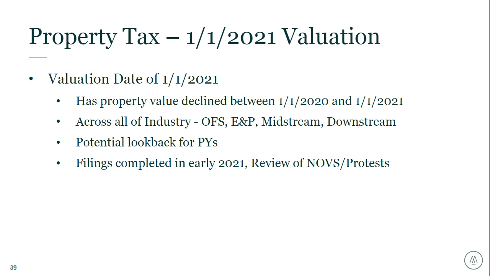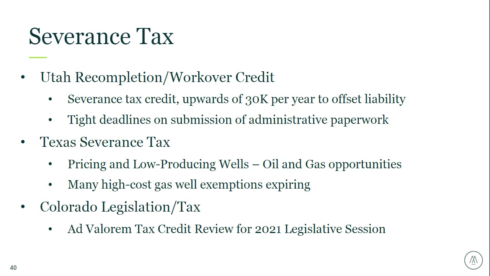I'll leave you with 3 different severance tax items here and updates. Utah recompletion workover credit. Utah's always had this credit, but they recently redid some of the requirements in order to qualify. You now have to have a CPA to review these expenditures, and there are some really tight deadlines with 30-day, 60-day deadlines after this recompletion or workover actually was completed. It is a lucrative credit.